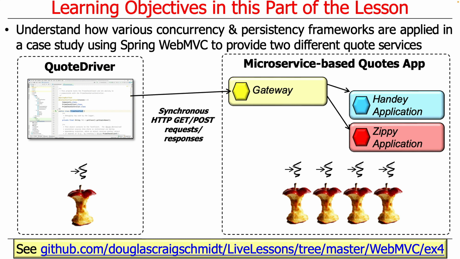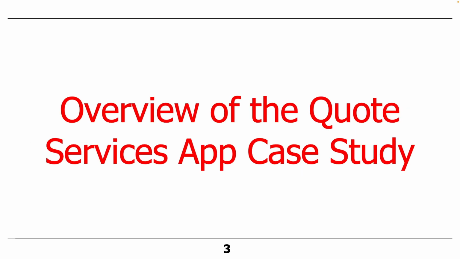So what we're going to do here is show how we can use some really cool features, including some concurrency features, some persistence features, some other things having to do with the way in which we break our system up into microservices, multiple microservices, using something called an API gateway. And we're going to do this in the context of a fun application that will provide quotes from various sources. Once again, remember, this is all synchronous HTTP GET and POST requests and response.